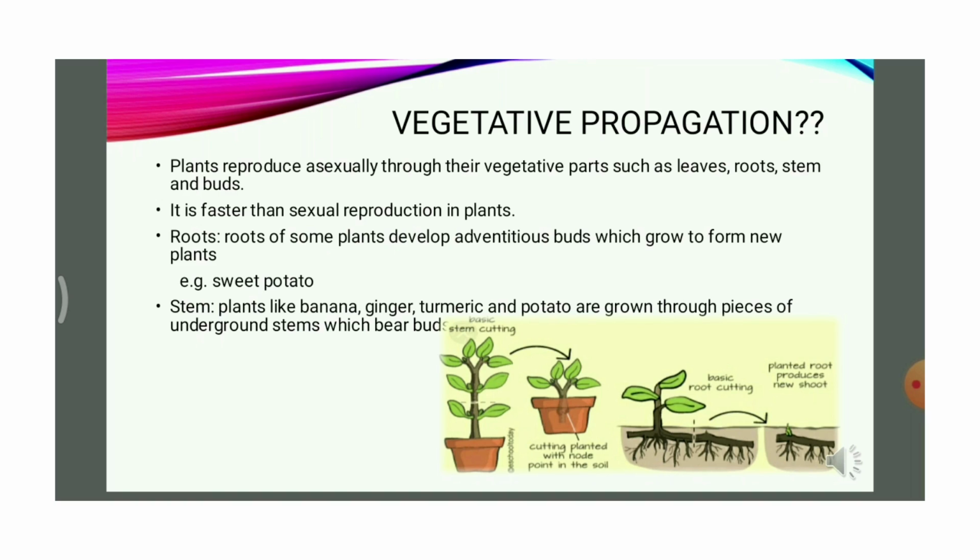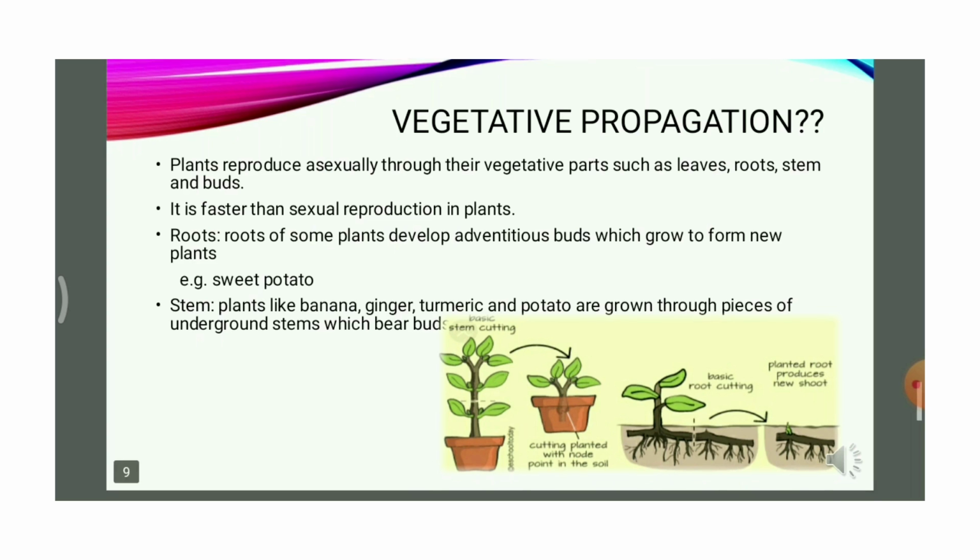So as we can see here, we can take an example of roots, where roots of some plants develop into adventitious buds which grow to form new plants. We can take an example of sweet potato. Also we can see a stem. Plants like banana, ginger, turmeric and potato are grown through pieces of underground stems which have buds. So this is all about vegetative propagation.